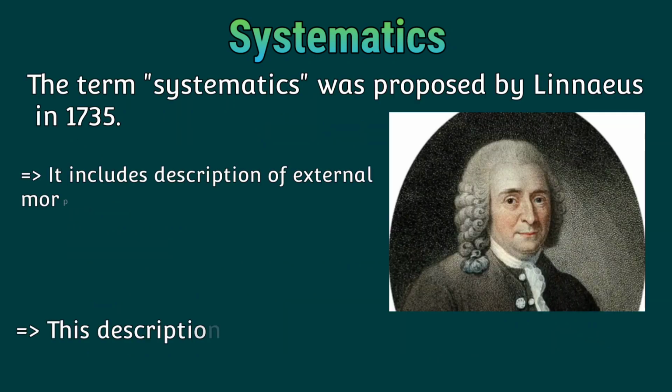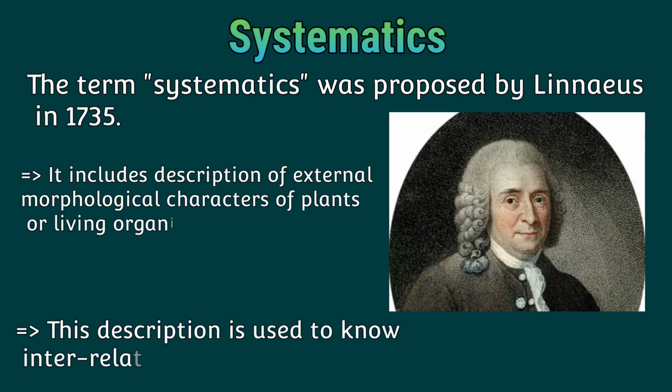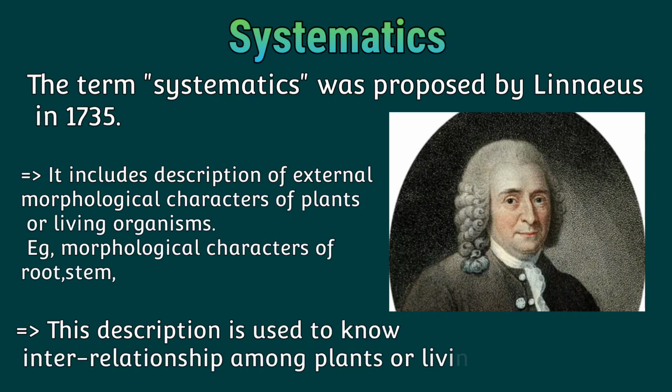The term systematics was proposed by Linnaeus in 1735. It includes description of external morphological characteristics of plants or living organisms. Example, morphological characteristics of root, stem, leaves, flowers. This description is used to know interrelationship among plants and or living organisms.